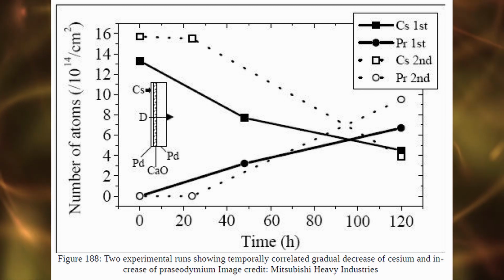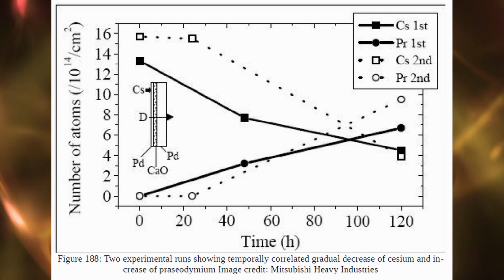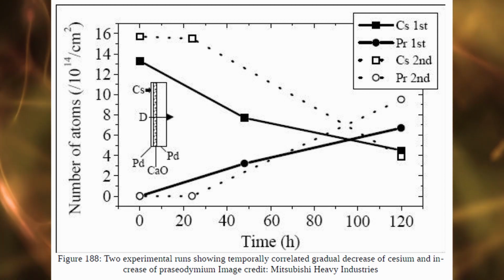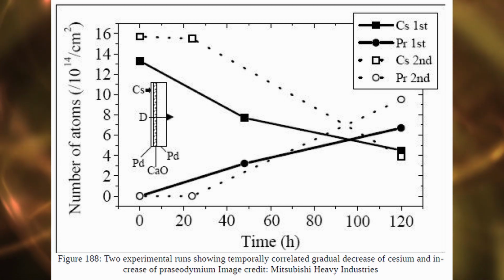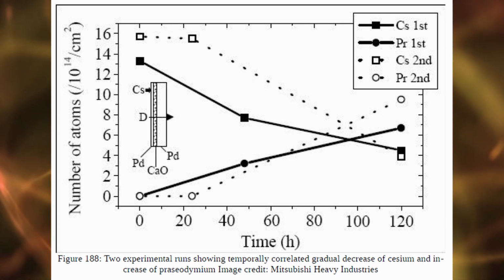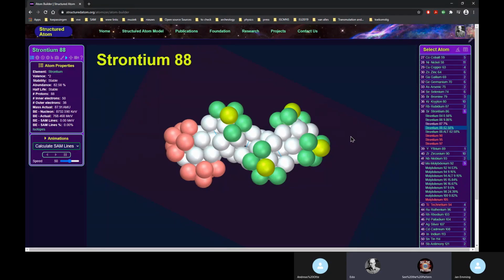They saw a slow change from one element to another. So it might be useful for us to look at that so that we can start explaining why it is that SAM helps us to actually understand why this is possible. One example here is strontium-88 in this particular experiment that you pointed out, from Iwamura.